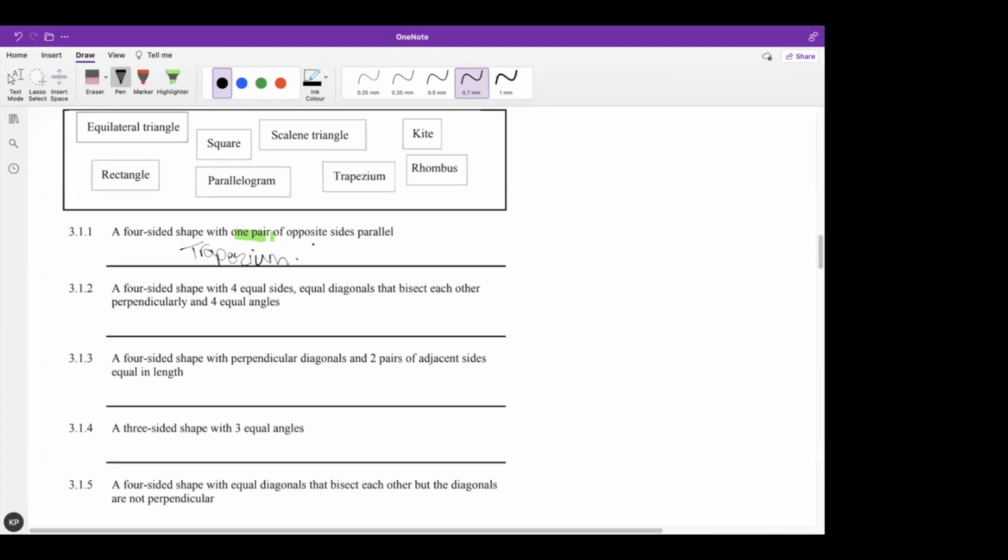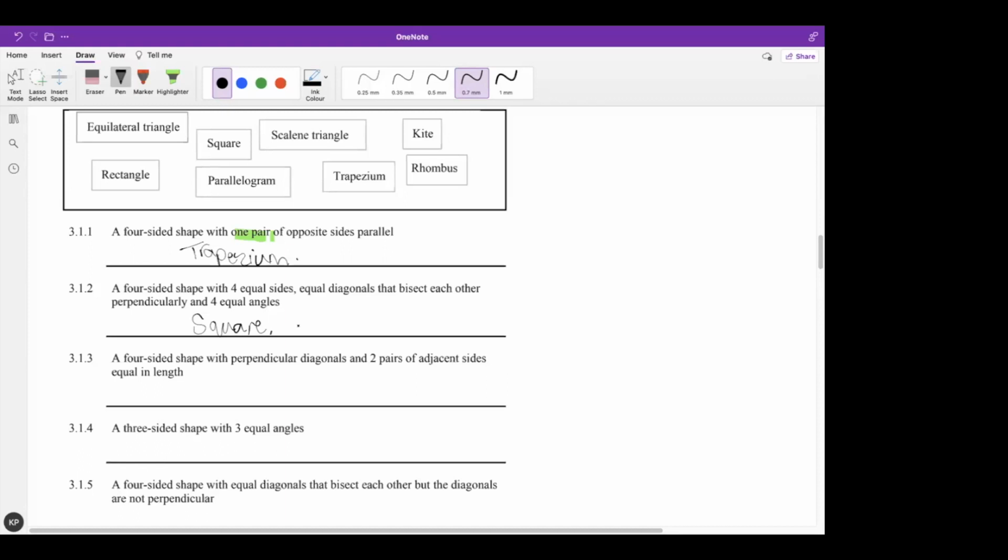Okay. Number 3.1.2 says it's a four-sided shape. All the sides are equal. The diagonals are equal. And all the interior angles are equal. Nice. You see, Sai, you do know your properties. This has to be a square. It cannot be a rhombus because in a rhombus, the angles are not all equal, guys. Remember that. And the diagonals are not equal. So it cannot be a rhombus.